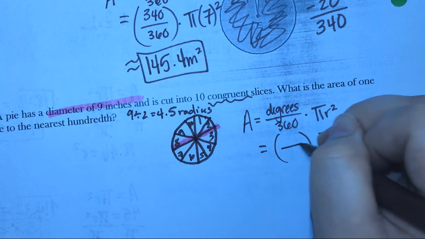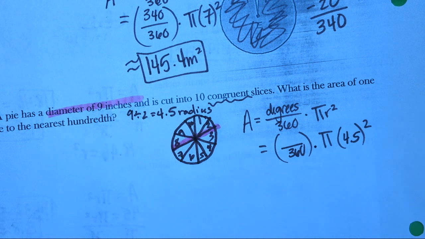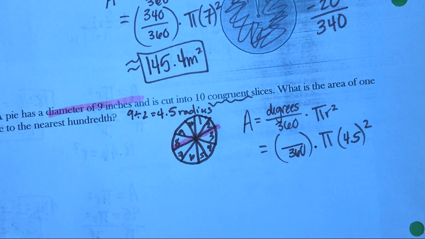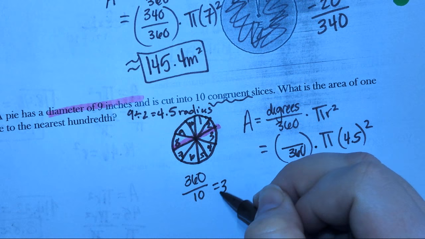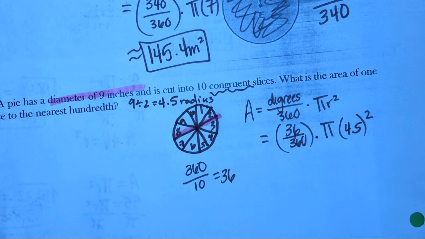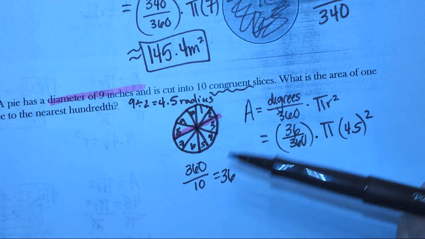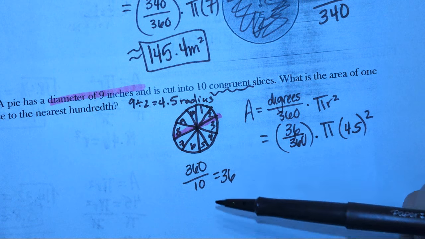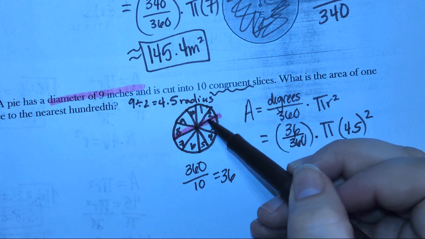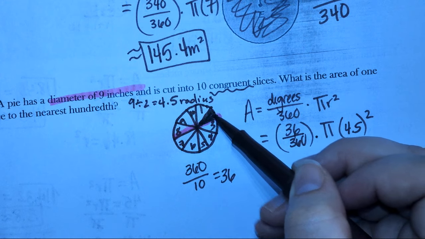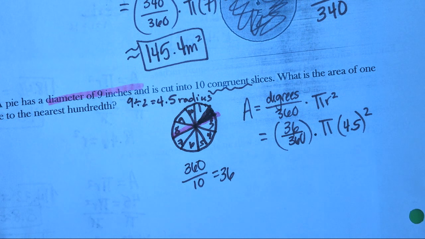4.5. Now, I need to plug in something for the degrees. What should I plug in for the degrees? 36, because 360 divided by 10 is 36. Why did he divide by 10? Because there were 10 slices. If there were 8 slices, I would divide by 8. If there were 12 slices, I would divide by 12. You take 360 and divide by your number of slices. Because our pie has 10 slices, and we want only one slice, we do 360 divided by 10.